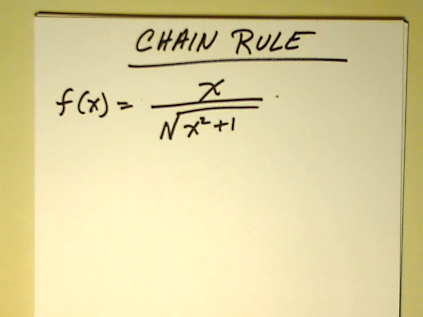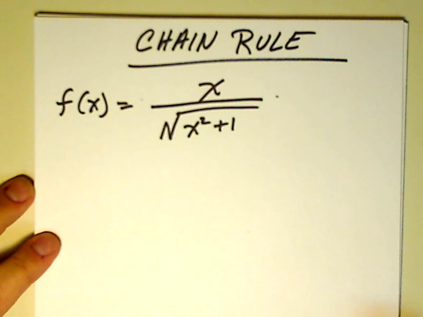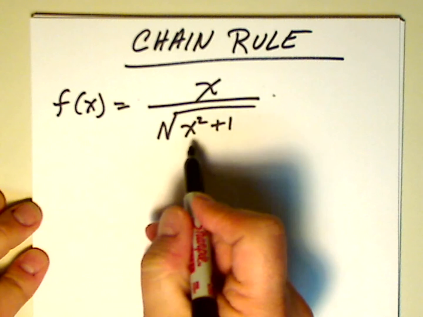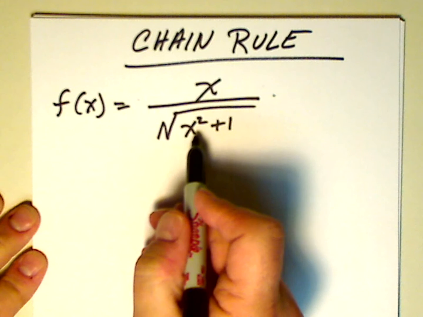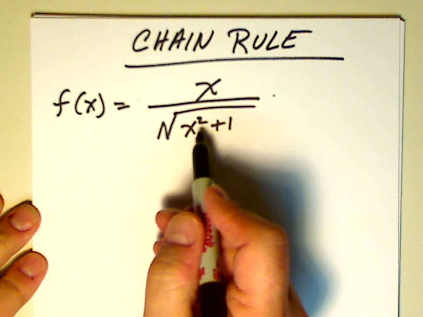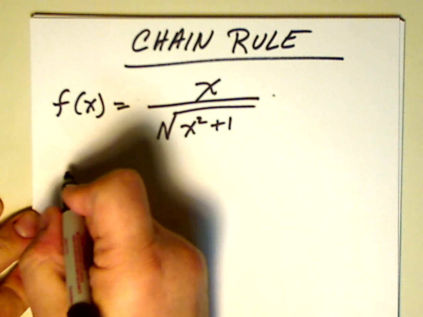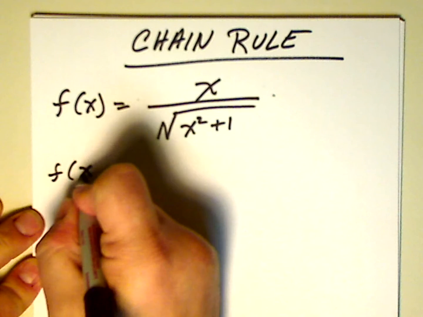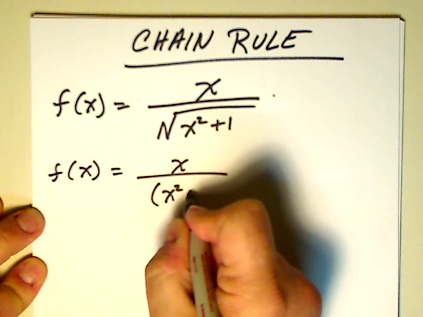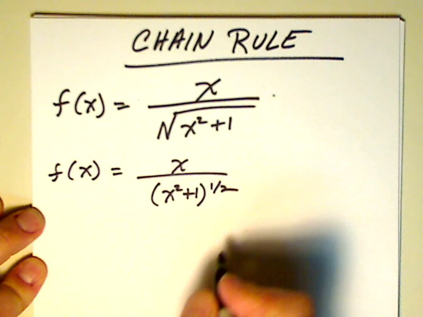So let's start off. We have a function here, f of x is equal to x over the square root of x squared plus 1. Let's differentiate this first. What we need to do is rewrite this, getting rid of the square root symbol. I'll do it in 2 steps. I'll burn an extra step. So f of x is equal to x over x squared plus 1 to the 1/2.